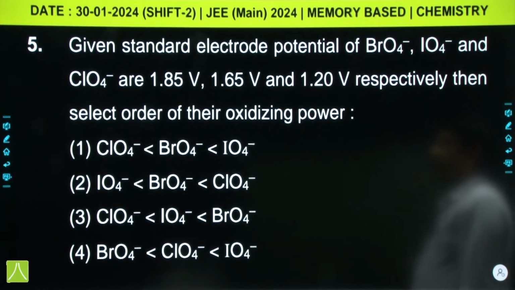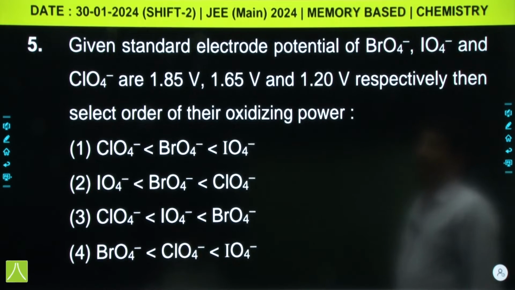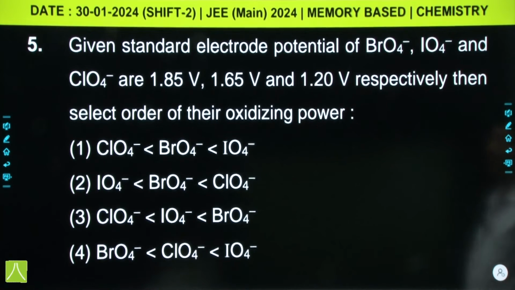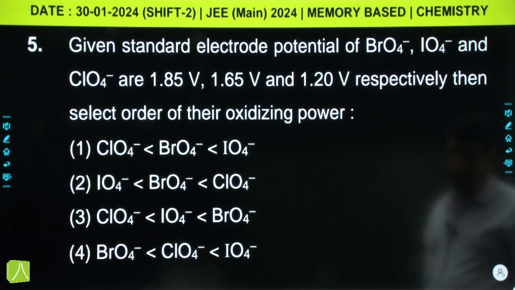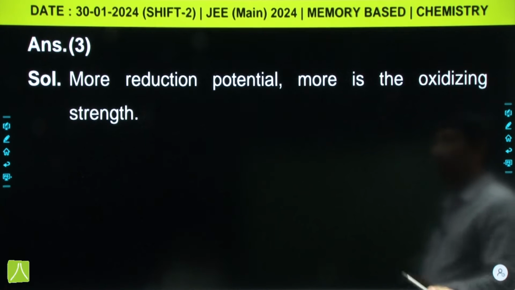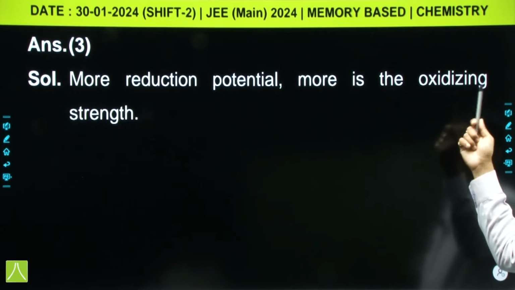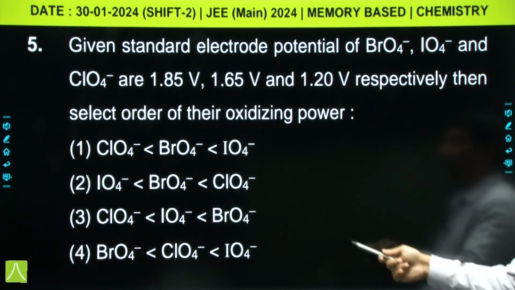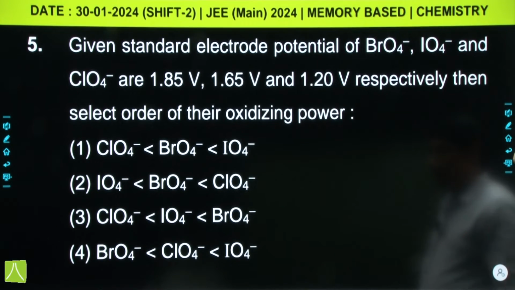Now, it is from electrochemistry. Given standard electrode potentials of BrO4 minus, IO4 minus and ClO4 minus are 1.85, 1.65 and 1.20 respectively, then the correct order of oxidizing power. So, here from the electrochemical series, as the SRP values increase, oxidizing strength increases. So, greater the reduction potential, greater is the oxidizing strength. So, the correct order will be the third one.